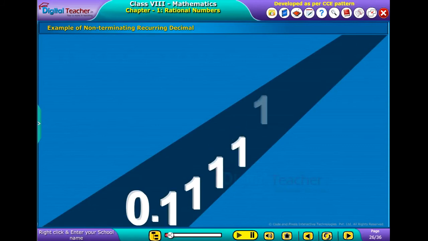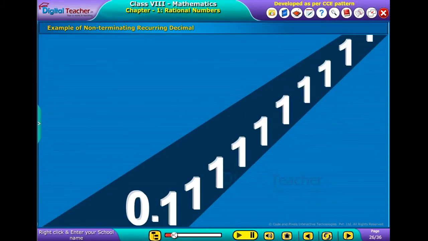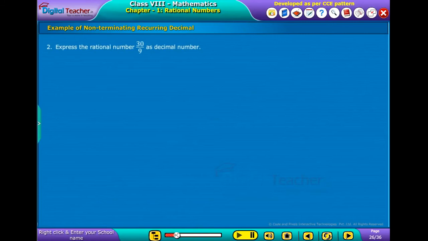Let us see an example on decimal representation of non-terminating recurring decimal. Express the rational number 30 by 9 as a decimal number. Solution. When 30 is divided by 9, we get as follows.